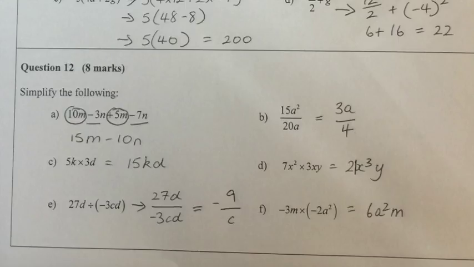Okay, f, minus 3m times brackets minus 2a squared close brackets. So that's minus 3 times minus 2a squared. So the negatives cancel when we multiply two of them together. So that's leaving us with 6, and then there's an a squared, and then m.